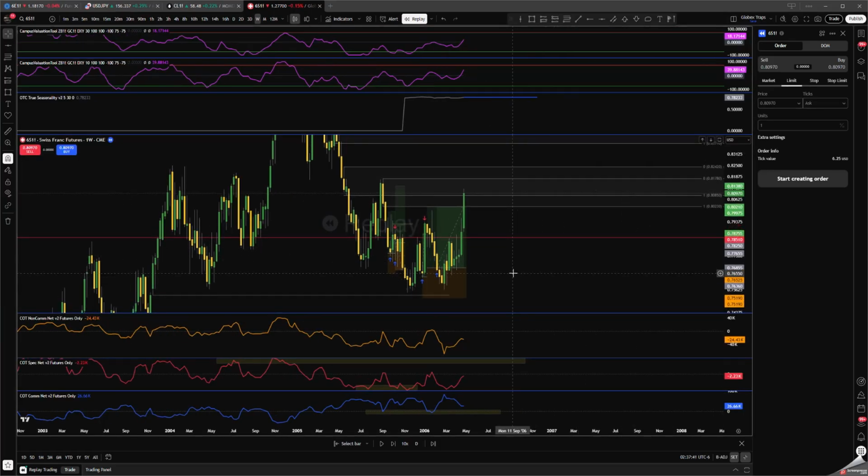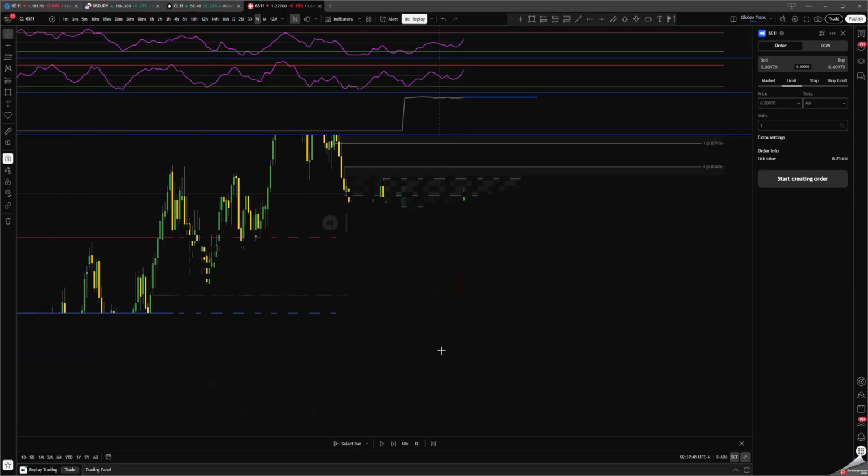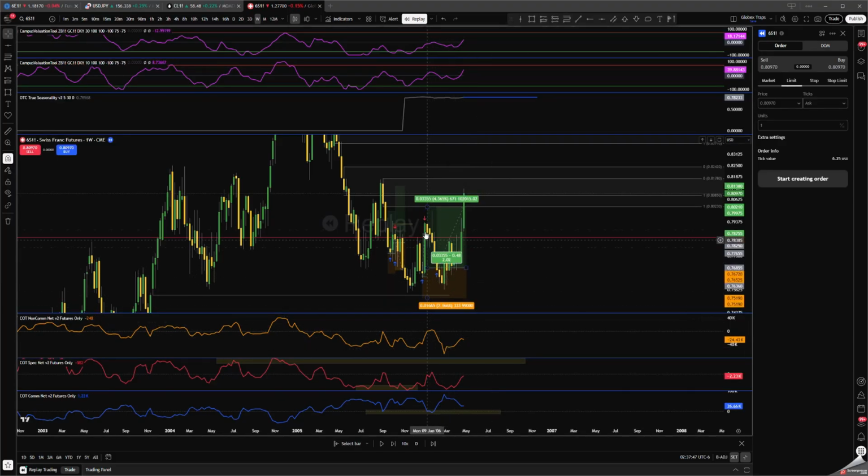Also, now let me tell you about this divergence thing on fund managers. Look at this pivot over here and look at their positions. Now the price is going even higher than this pivot. It broke the pivot, yet the fund managers have their positions even lower. So this is a bearish divergence right here, and these are actual positions they have in the futures market.